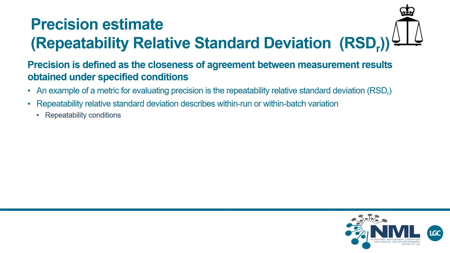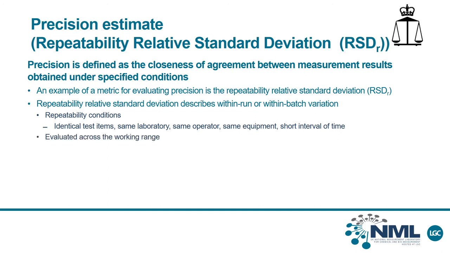Repeatability conditions include the use of identical test items, which are analysed in the same laboratory by the same operator using the same equipment over a short interval of time. The evaluation should be performed across the working range of the assay, with the metric being calculated at each level of concentration employed for the analysis.